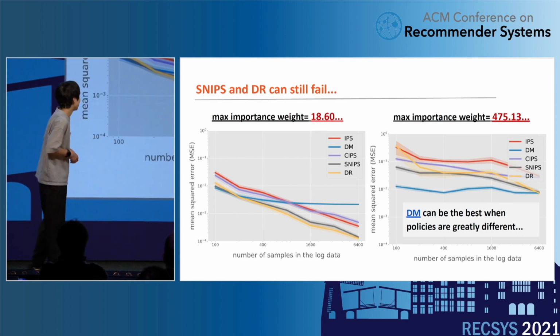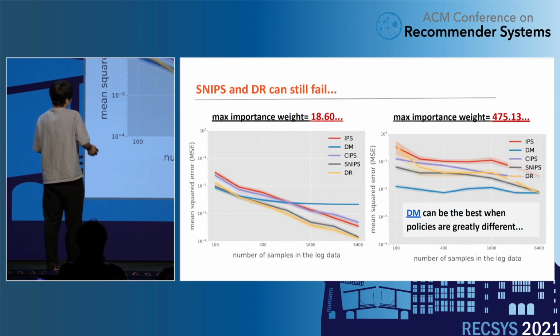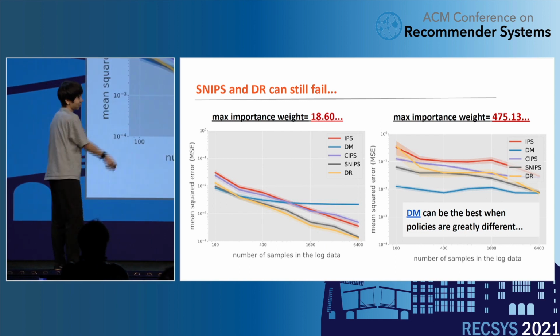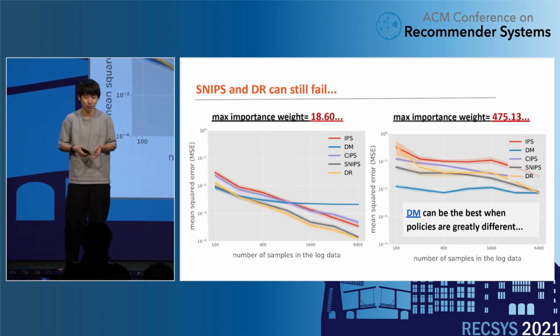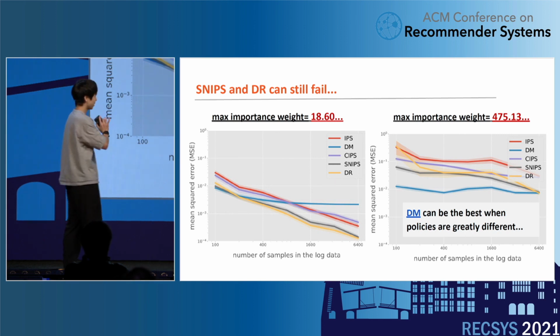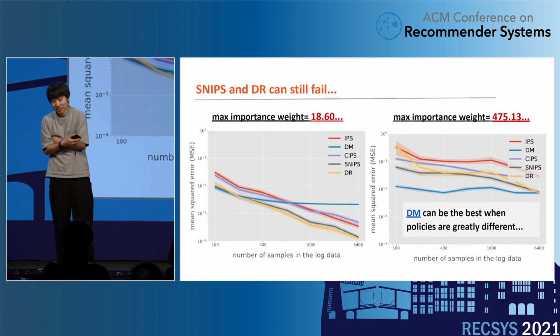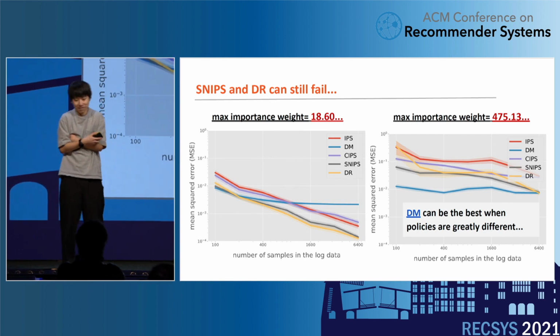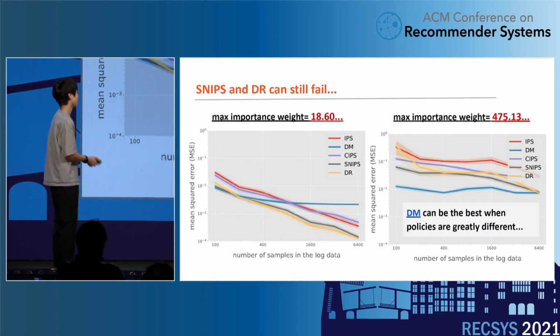So what I want to say here is that, looking at the right-hand side result, you may think that the doubly robust and the SnipIPS estimator are just enough to completely solve off-policy evaluation, but that simple statement might be wrong here, because I just changed the one evaluation policy, and now the direct method can be the best. For example, when the policies are greatly divergent.